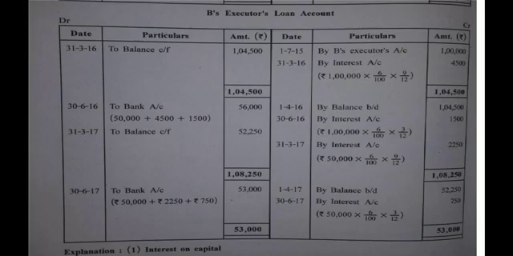1,08,250 minus 56,000 gives you 52,250, the closing balance of loan account for the year 31st/3/17. This is the payable amount along with the interest of 9 months on second installment.